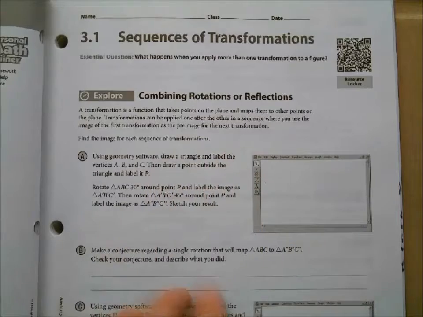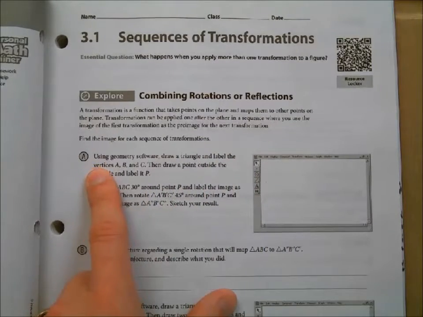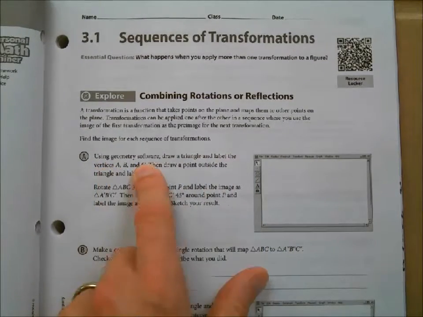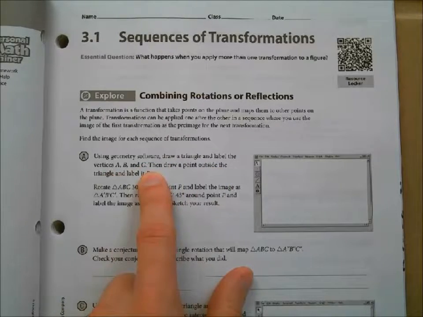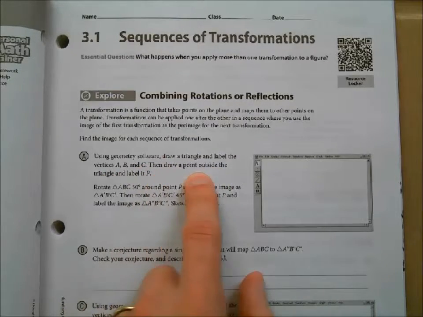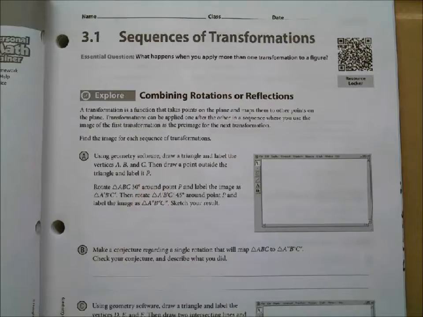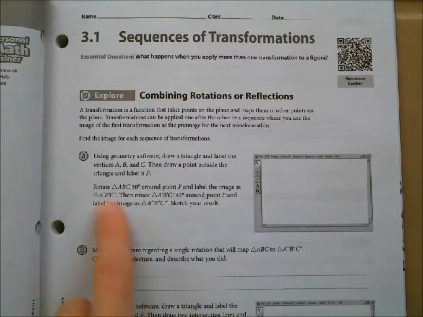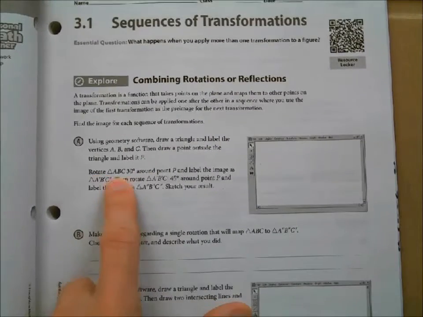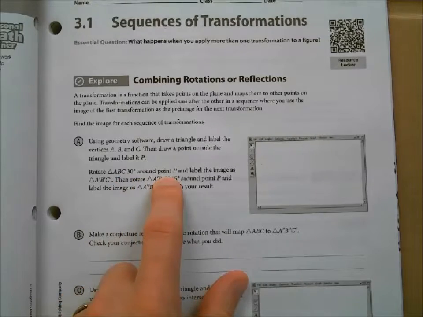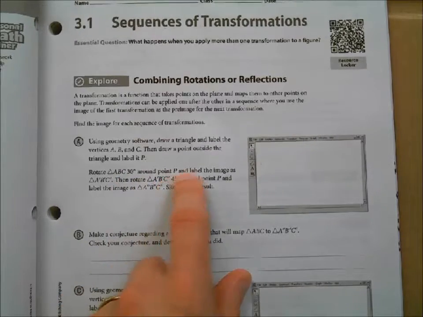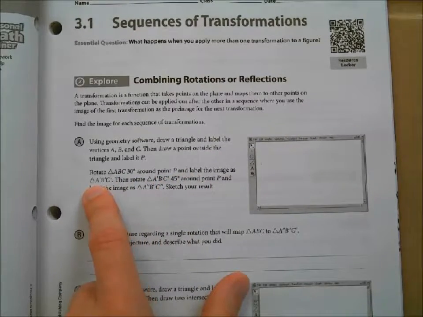So for letter A here, it asks us to use geometry software to draw a triangle and label the vertices A, B, C, then draw a point outside the triangle, label it P. This is setting us up for a rotation. It's going to have us rotate triangle ABC 30 degrees around point P, so that's going to be counterclockwise, obviously. Label the image as triangle A prime, B prime, C prime, because it was transformed.